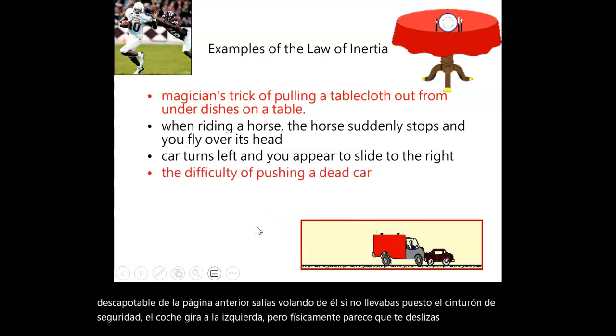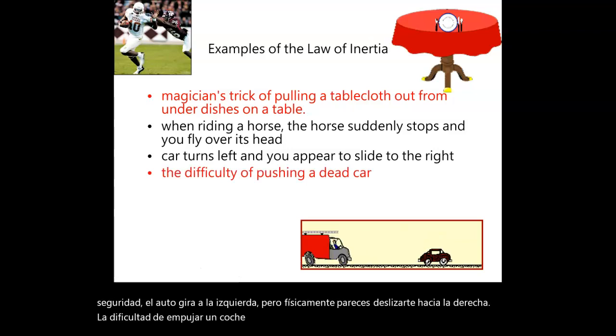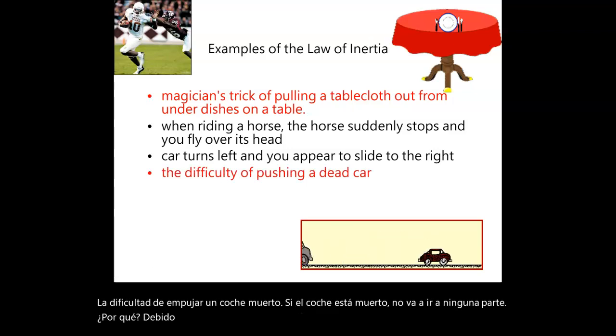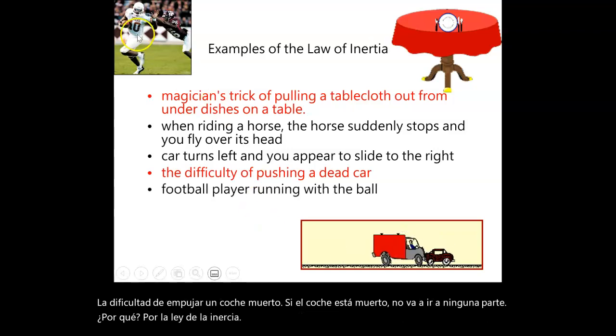The difficulty of pushing a dead car. If the car is dead, it's not going to go anywhere. Why? Because of the law of inertia. And then a football player running with the ball.